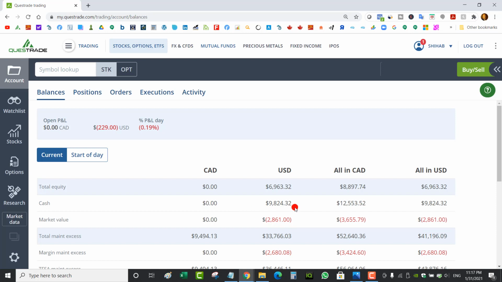So it comes out of my cash, but my maintenance excess also drops by $1,000. In the example of shares, if I'm buying a 30% margin requirement stock, my maintenance excess drops by $300. But in the case of buying any option, you can't borrow against options, so there's no margin requirement. If you're spending $1,000, it's going to come out of your maintenance excess as well. So minus $1,000 in your cash and minus $1,000 in your maintenance excess.